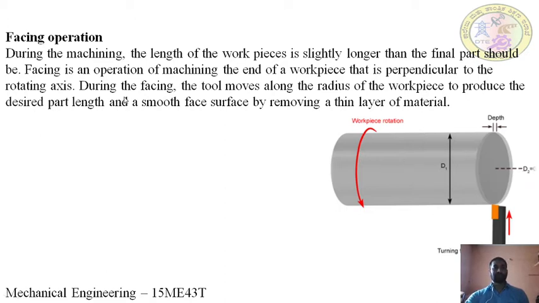During the facing, the tool moves along the radius of the workpiece to reduce the part to the desired length and produce a smooth face surface by removing a thin layer of material. The tool moves along the radius of the workpiece. As I told, the tool moves towards the axis of rotation of the workpiece to produce the desired length of the workpiece. So this is about the facing operation.